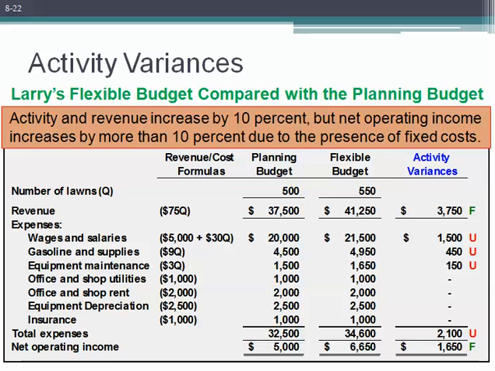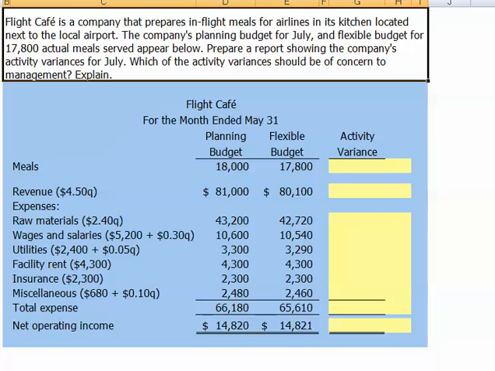Let's go ahead now and calculate some activity variances. Flight Cafe is a company that prepares in-flight meals for airlines in its kitchen located next to the local airport. The company's planning budget for July and flexible budget for July for 17,800 actual meals served appear below. Prepare a report showing the company's activity variances for July. Which of the activity variances should be of concern to management?